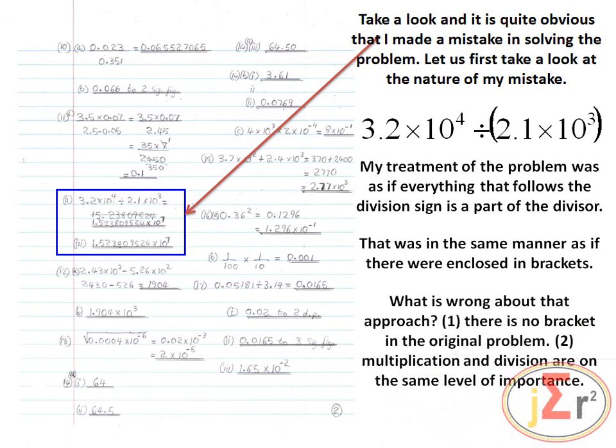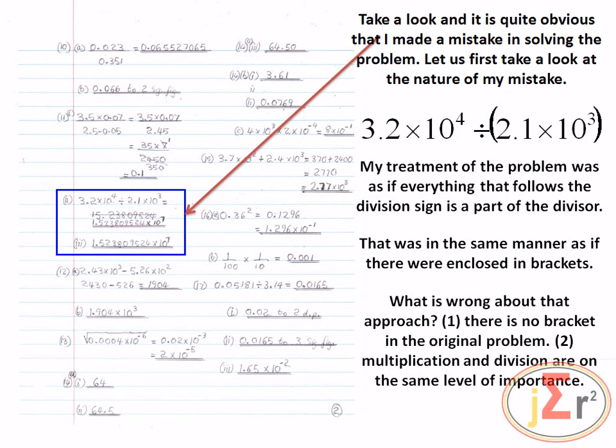What is wrong about that approach? One, there is no bracket in the original problem. Do not assume brackets if they do not exist, or if the context of the problem does not strongly suggest that brackets should be included. So that was the first one. There is no bracket, therefore we should not treat it, unless otherwise strongly suggested, as if it is enclosed in brackets, because it's not.